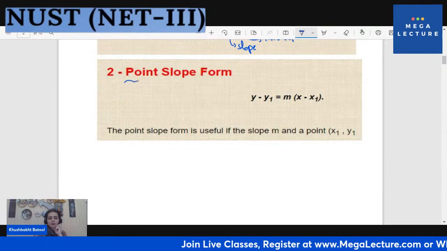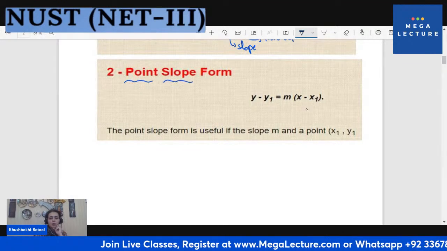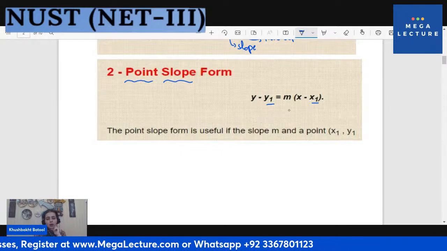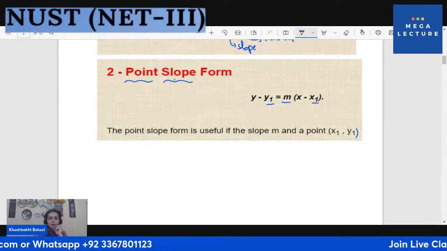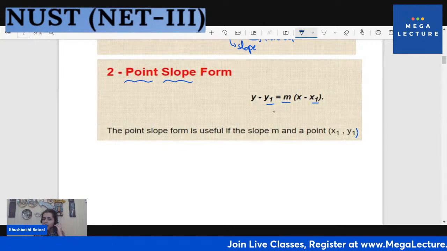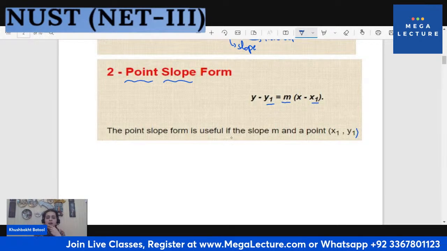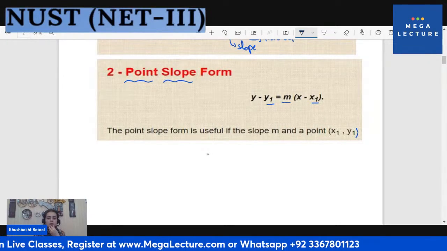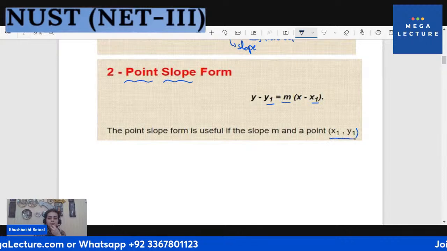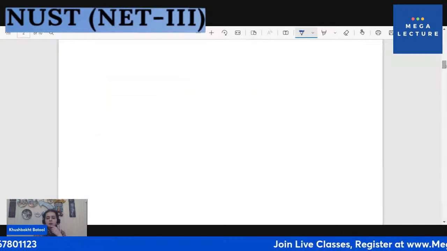When we say point slope form, (x1, y1) is the point lying on your line, and m is your slope. So x1 and y1 indicate the point, and the slope would be m. It would be y - y1 = m(x - x1). The point slope form is useful if the slope m and the point (x1, y1) are given. So these are the two types of equations.